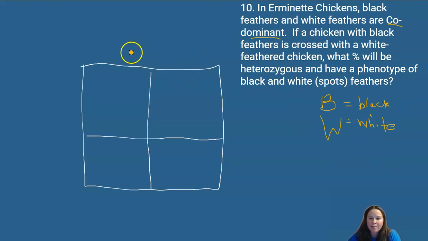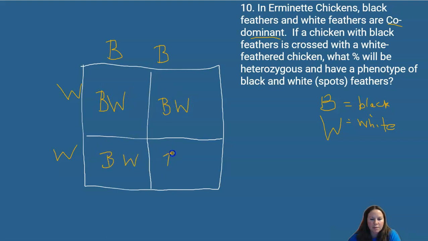A chicken with black feathers is crossed with a white feathered chicken. Only way they can be their colors is to be homozygous dominant for both. What percent will be heterozygous and be spotted? Codominance. Both traits show up. So what is the answer? If you said 100%, then you would be correct.